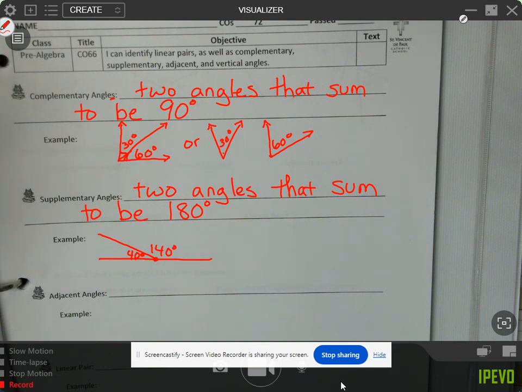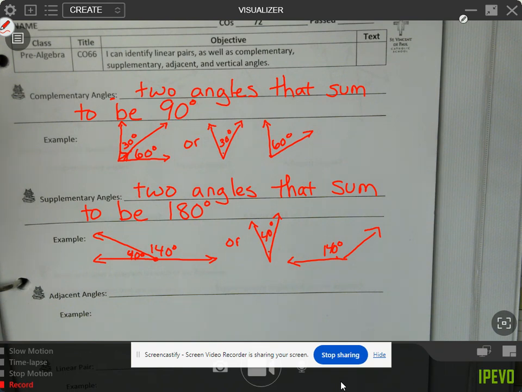Do they have to be next to each other? No, just like our complementary. I could have a 40 degree angle up here and a 140 over here. And I know if I add the two together, I will get 180 degrees. Remembering to put our arrows on our angles.